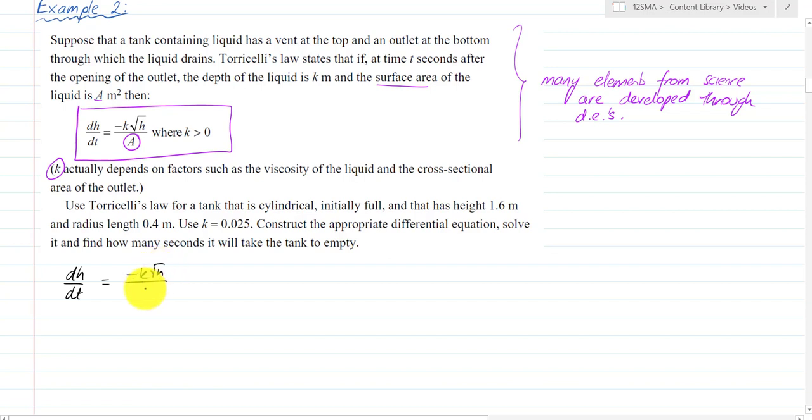And so I'll just write down as this. H is the one thing that's a variable, and we know dh/dt. So I'll just read through this.